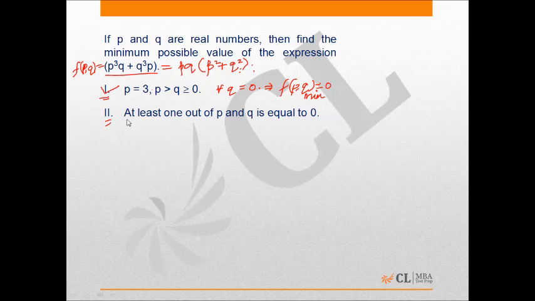Now let's forget about the first statement. Let's look at the second statement. It says at least one out of p and q is equal to 0. Well, this is very much similar to the first statement that we saw.